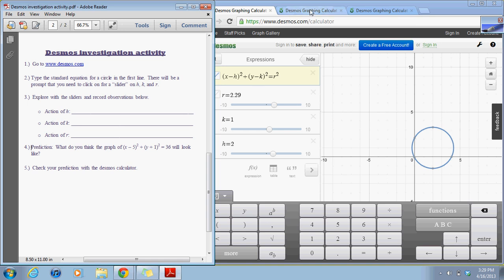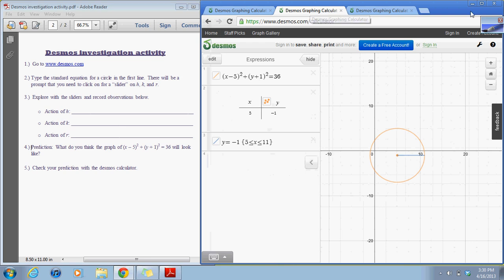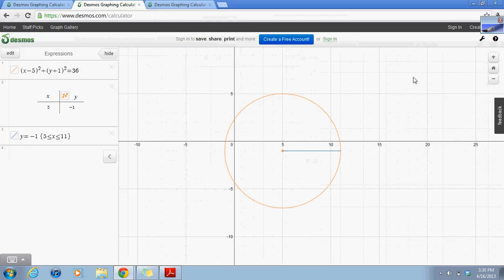Okay, welcome back. We were making a prediction on our graph, and let me switch screens. Here is my graph of x minus 5 quantity squared plus y plus 1 quantity squared equals 36. Notice first of all that our circle has shifted 5 spots to the right and down 1, based on our numbers of 5 and -1 being plugged into our standard equation. And we also have a radius of 6 being shown as well. Hopefully that's exactly what you predicted, and if not, take a closer look at the sliders once again and see how the h and k affect your graph.